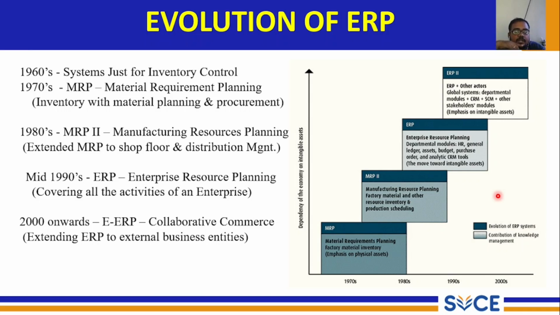In the mid-1990s, this concept of MRP evolved into ERP, Enterprise Resource Planning, covering all the activities of the enterprise. Initially it started off with only inventory control, then it moved on to materials planning and procurement, then to shop floor activities and distribution management, and in ERP, they were able to cover all the activities under a common platform. Then in 2000, it evolved into the next version of ERP, which is collaborative commerce, extending ERP to external business entities as well.